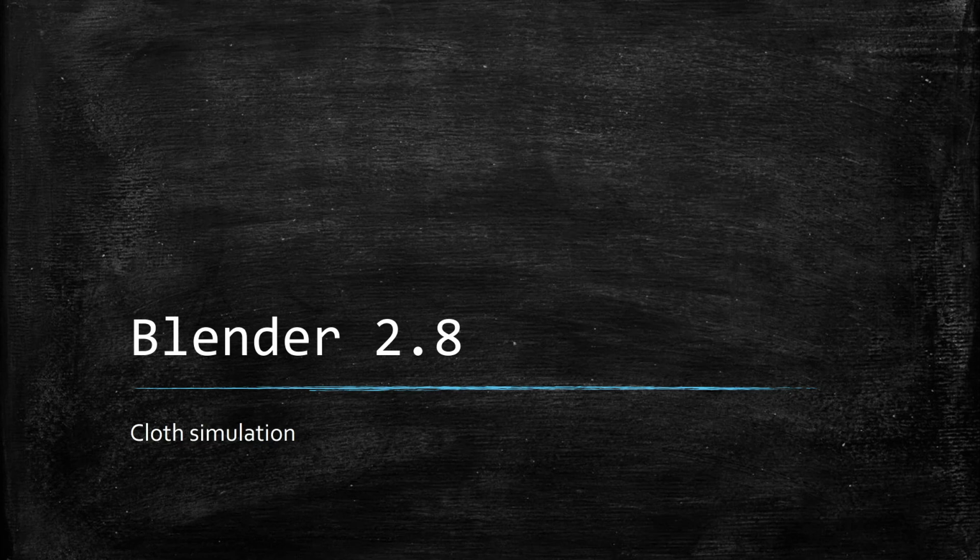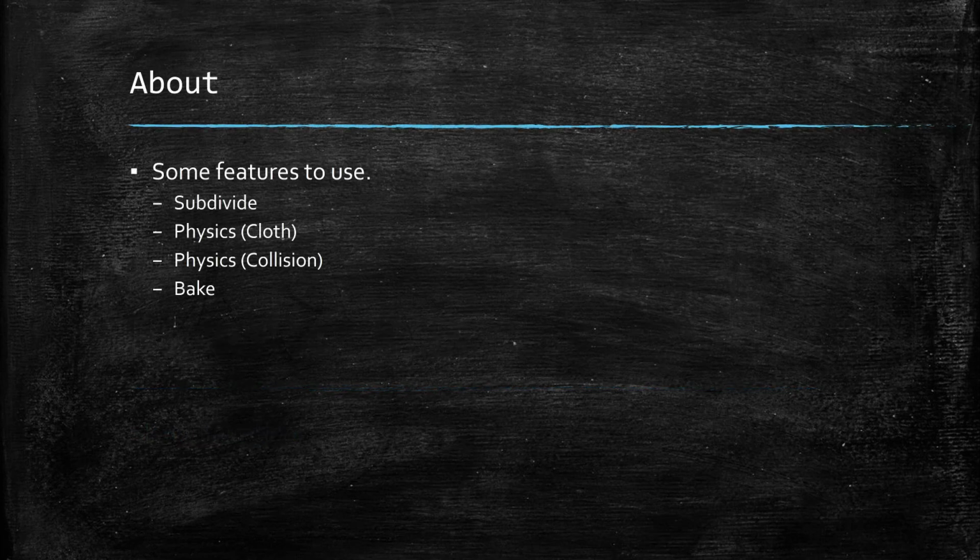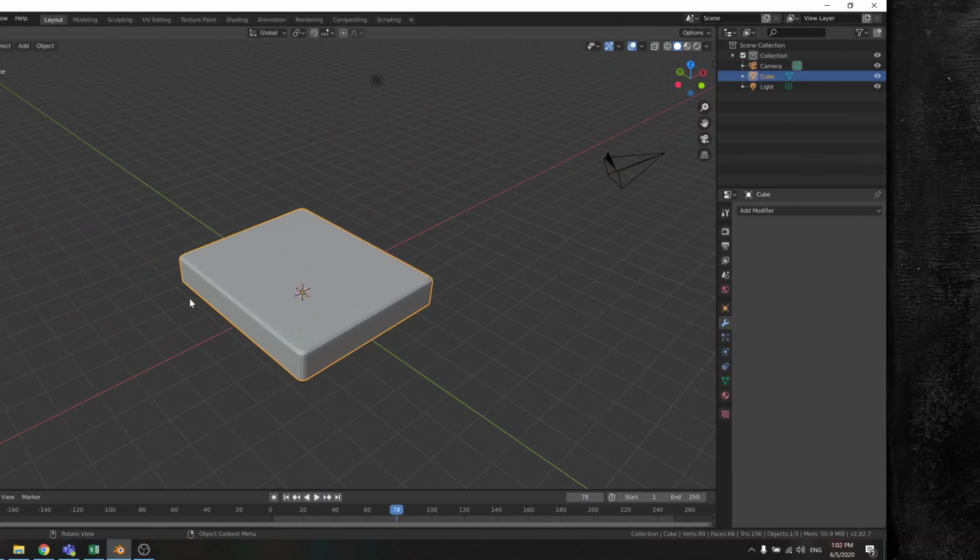Hopefully it will not take too long. So what are some of the features that we're going to cover in doing the simulation? Basically subdivide. We're going to subdivide the polygons, and cover the physics of cloth as well as the physics of collision. Then lastly is to bake. Right, so let's dive in.